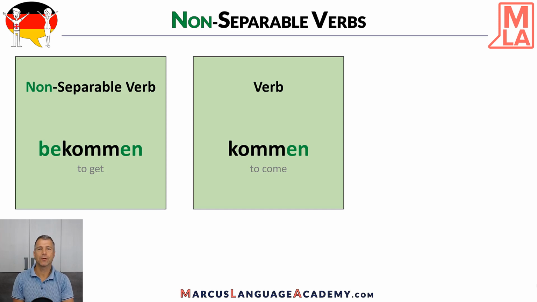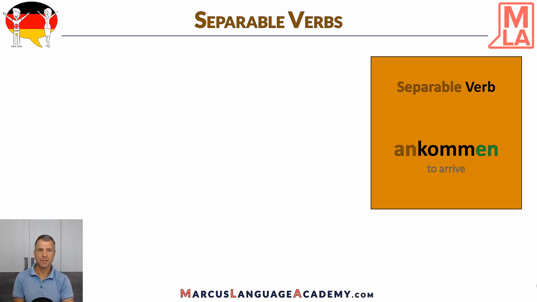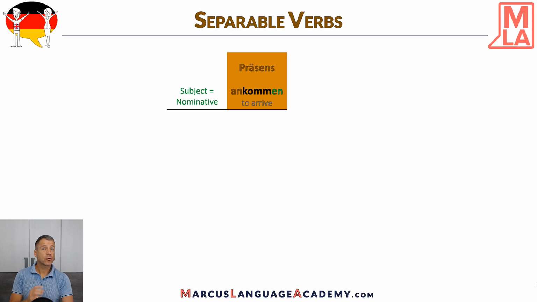But in German we also have separable verbs. For example, ankommen, to arrive. So we add an, but this prefix will separate in some cases. Let's see what I mean with this. Let's conjugate this verb in present tense. In first person we would say in German, ich komme an. So you see that an separates from the verb. It would be wrong to say ich ankomme. I would understand, but it's wrong.